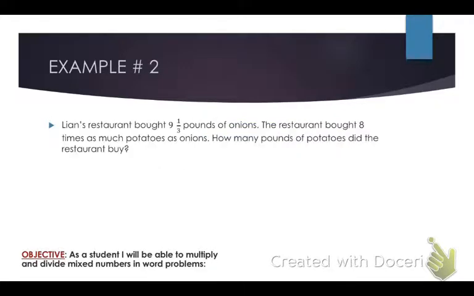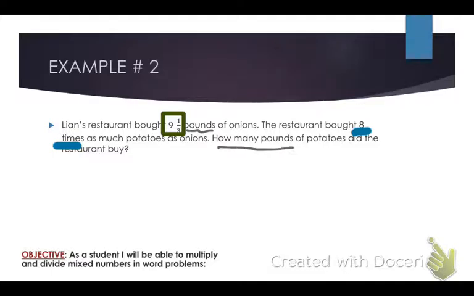Let's move on. Leon's restaurant bought 9 1/3 pounds of onions. Okay, we do have a number in there that we know we're going to work with, right? We have 9 1/3. I'm going to go ahead and highlight that, and that is pounds, so I know what my label might be, of onions. The restaurant bought 8 times. Well, that pretty much tells me there's another number and times. 8 times as much potatoes as onions. How many pounds of potatoes did the restaurant buy?